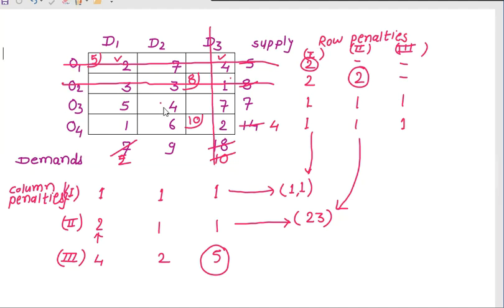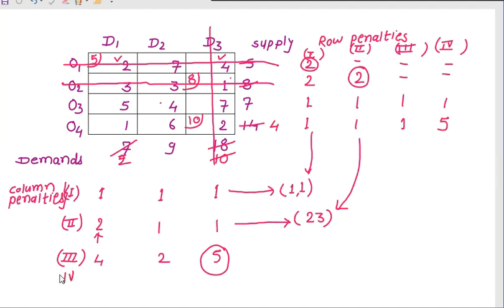Now these 4 cells are left. Again we have to calculate the penalties, the fourth set of penalties. For the third row, the difference between the lowest and second lowest entry: the difference between 5 and 4 is 1. First 2 rows are deleted, and in the third row, the difference between the lowest and second lowest is 1. In the fourth row, the difference between the lowest and second lowest is 5.